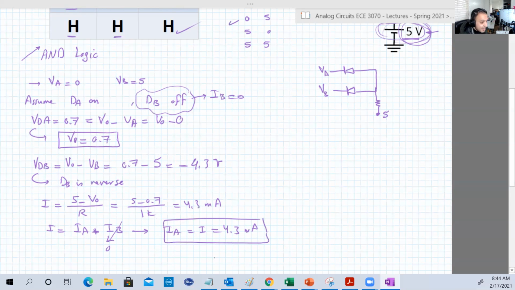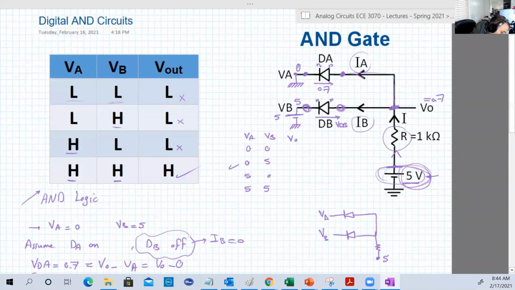Look now, IA is positive and flowing in that direction. So we are all good. We checked with two checks. We have an assumption here that DA is on, DB is off, and we have proved this with two checks. The first one, we found that DB is reversed, so it's really off. And we found that the current through DA is positive and flowing from B to N. Okay, and it was forward on in the beginning, in our assumption, so it's really correct as well.